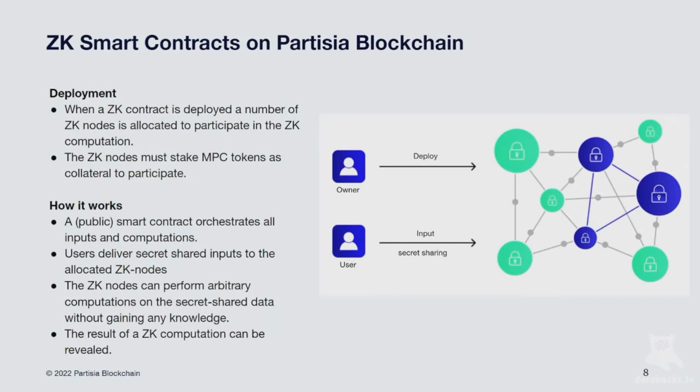These nodes are required to stake a bunch of tokens as collateral to participate in the computation, and that collateral is there as part of the trust model. So for the nodes to participate, they have to stake the collateral. If at any point the node, for instance, decides to stop being part of the computation, then you as the contract owner will be refunded from that collateral.